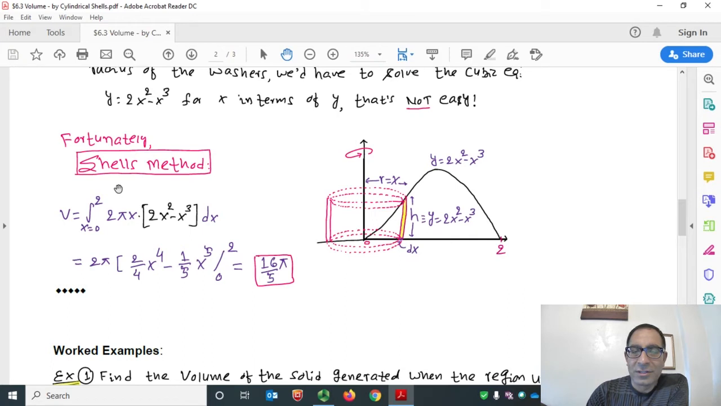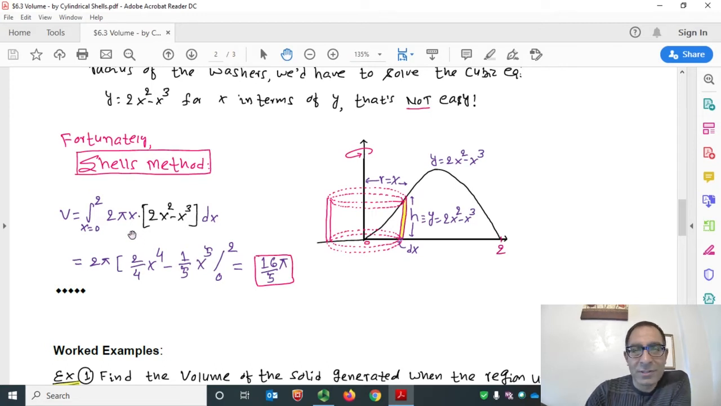Then in the cylindrical shells method, our volume is the definite integral from 0 to 2, right? And then 2 pi r h, that's the formula, right? So 2 pi, this is constant, the radius is just the x distance here, and then height is y, which is 2x squared minus x cubed. Great. Look, the setup is easier as well as the computation is also easier.